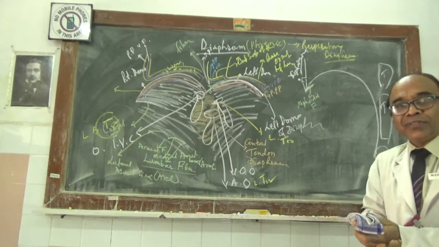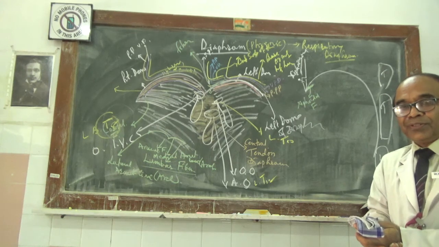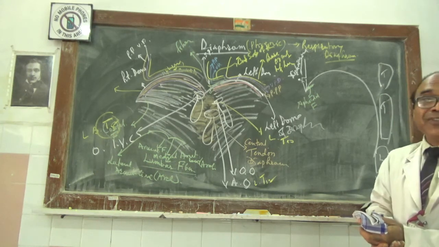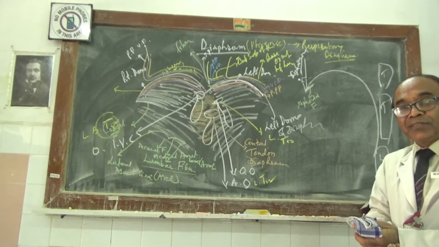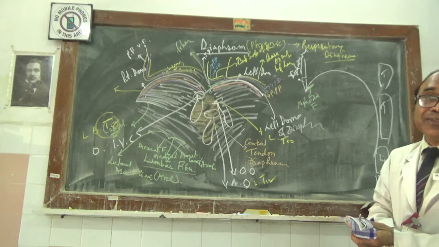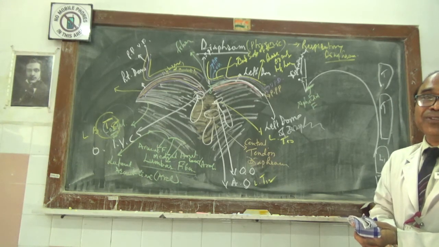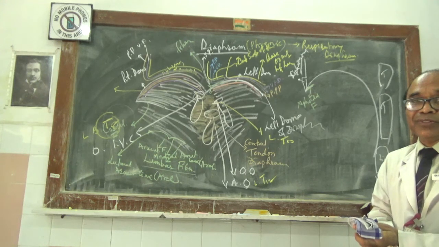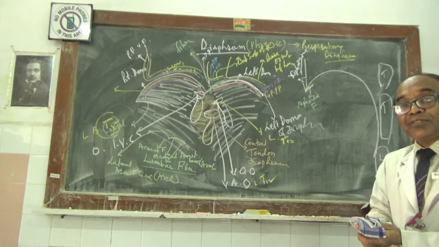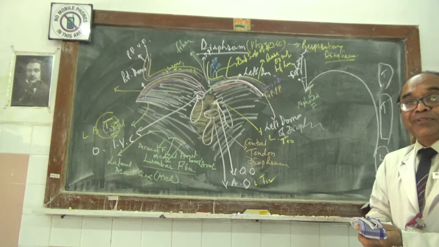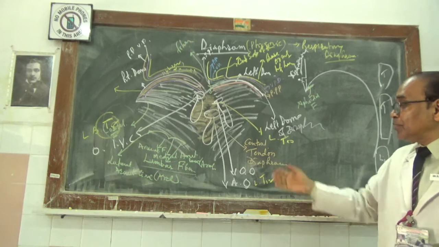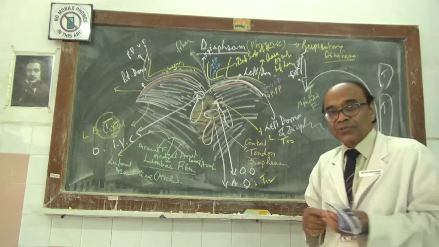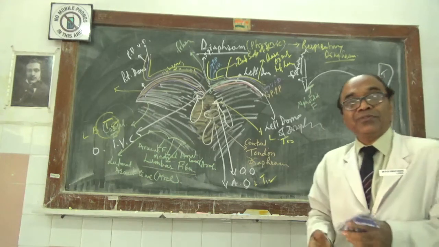With this, the diaphragm is finished. The diaphragm is usually asked for 5 marks. But the orifices of the diaphragm and the structures transmitted through them may come for 3 marks, like mention the structures passing through the diaphragmatic orifices. Those diaphragmatic orifices are 3. You have to write that. Okay. With this, the diaphragm is finished. Thank you.